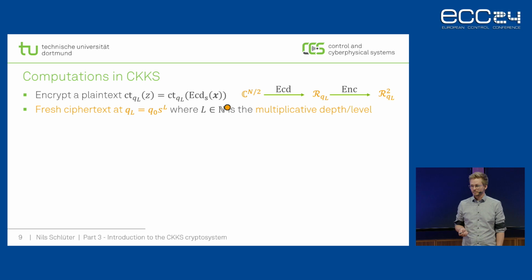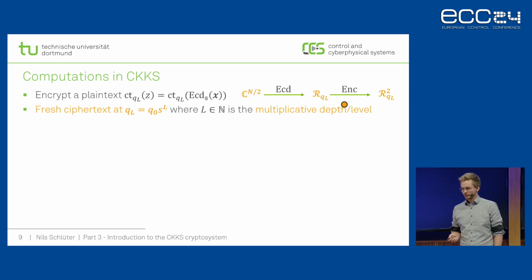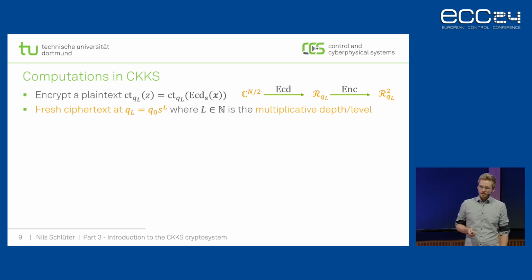So we have a mapping from the set of complex numbers in this case. You can also use real numbers, of course, because they are a subset of it. It's the encoding that is defined in this context in order to realize the encryption with certain properties. We get our polynomial rings, and then we encrypt from the polynomial rings to the polynomial rings with the square here.